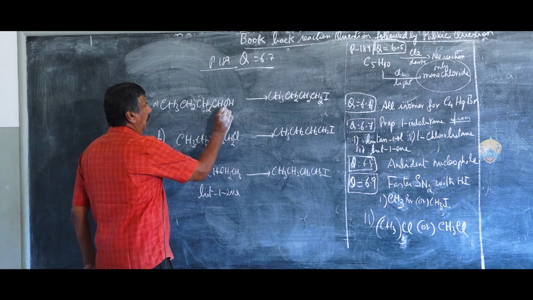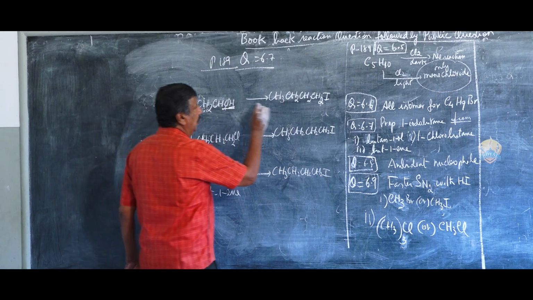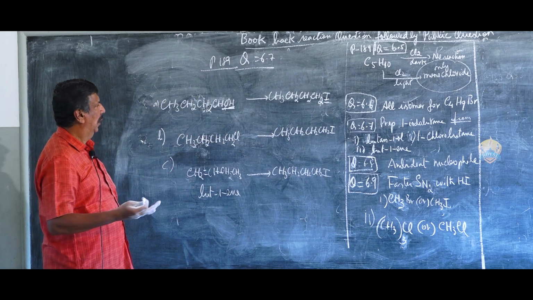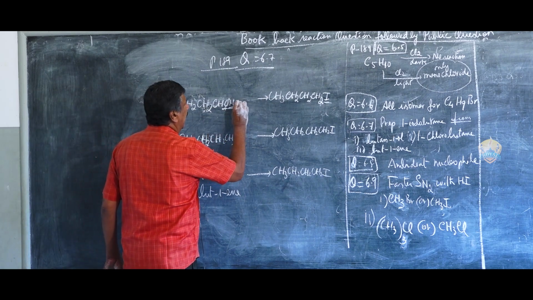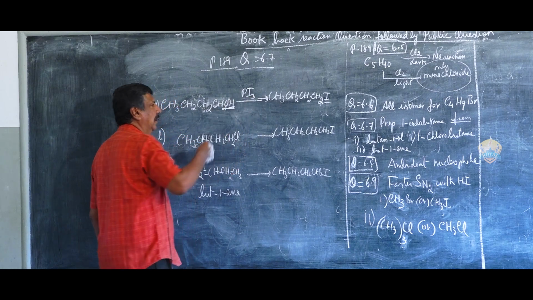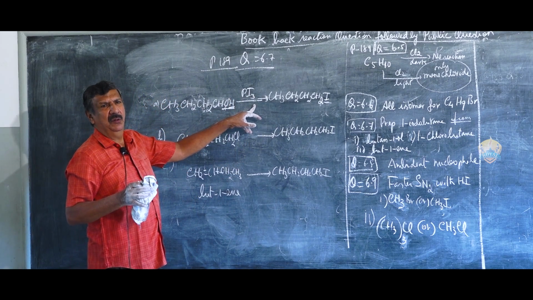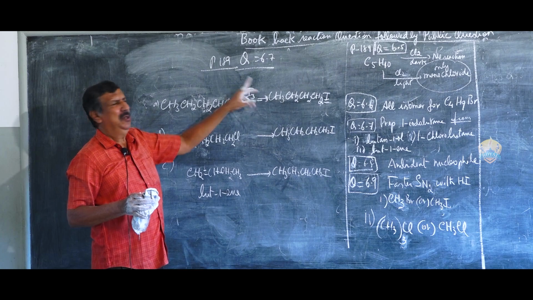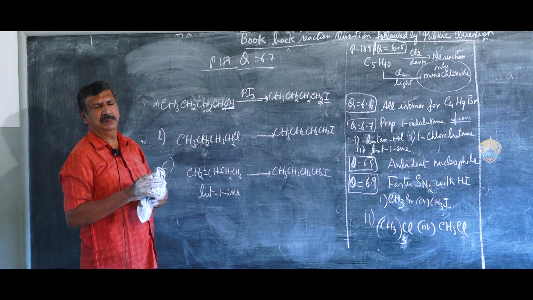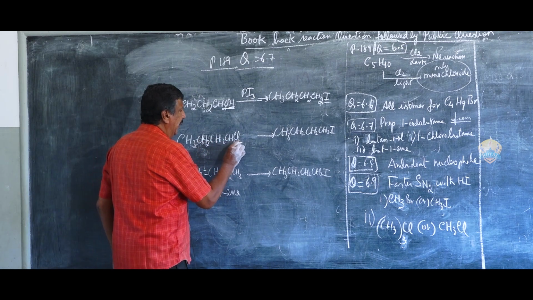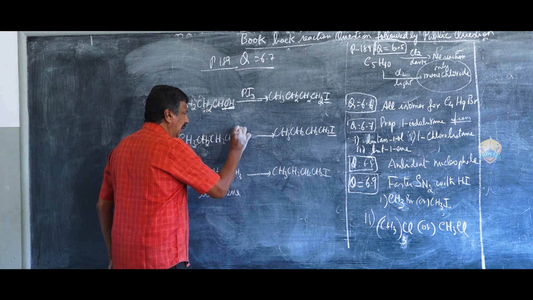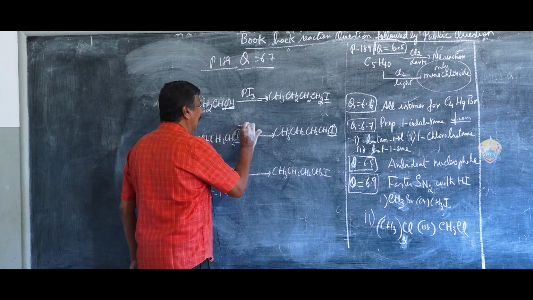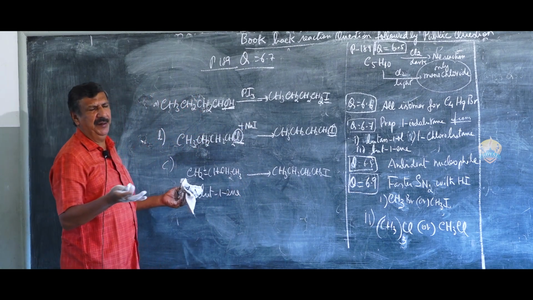Now, you see, OH is converted into I. How can it be done? By adding PI3. You know that PCl3 means OH is converted into Cl. When you use PI3, OH is converted into I. That's all. Here, chloride is converted into iodide. How is chloride converted into iodide? By adding sodium iodide. That's all. This is the Finkelstein reaction.